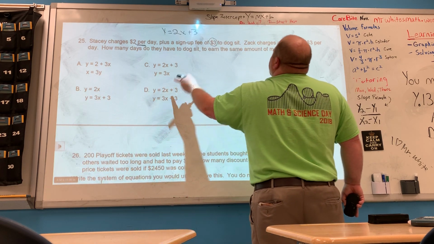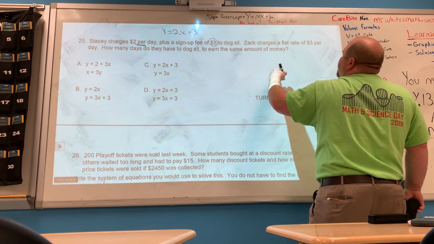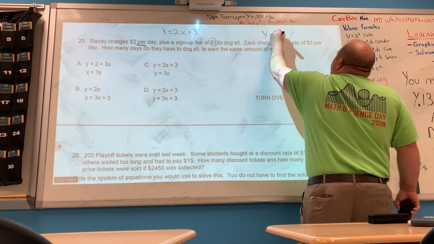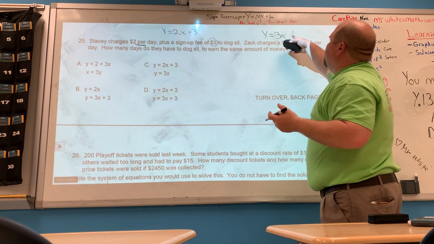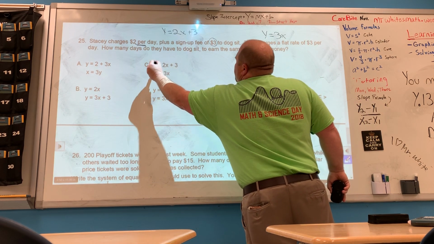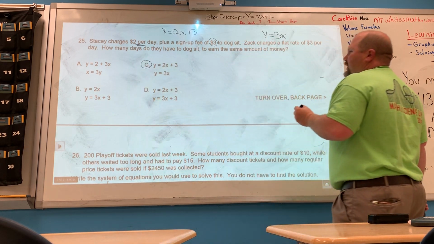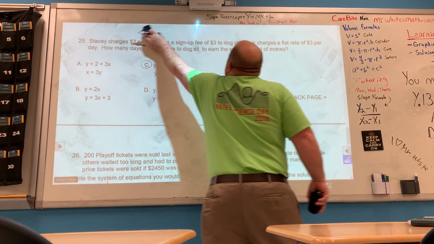We look at the second equation. Zach charges a flat rate of 3 per day. So Zach is going to be y equals 3x with no sign-up fee, no flat fee, so nothing on the end of his. So that is going to be choice C, the one that matches. All right. Last problem on the back.